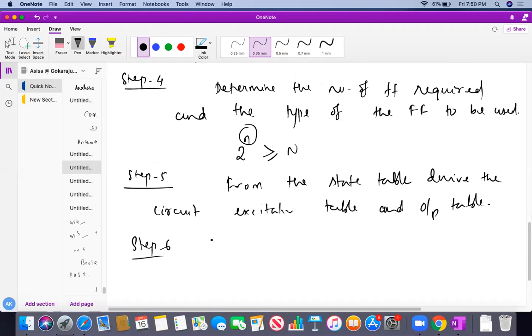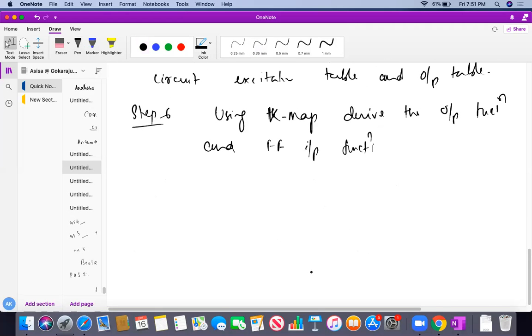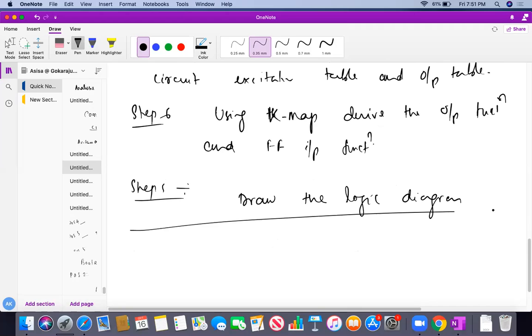Step 6 is using K-map, derive the output function and flip-flop input functions. Using K-map you have to derive this. I'll tell you. Next, step 7 is draw the logic diagram, draw the sequential circuit. Okay, so these are the various steps to design the sequential circuit or clocked synchronous circuit.